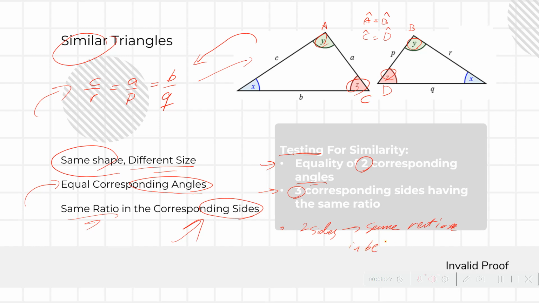and their in-between angle having the same size. Which means, for example, this angle should be the same as this angle, and this side, for example, A, A prime, and B, B prime. A and A prime and B and B prime should have the same ratio, and their angle A should be equal to B. And that way we can deduce that these two triangles are similar, and we can use the rest of the information that it gives us.